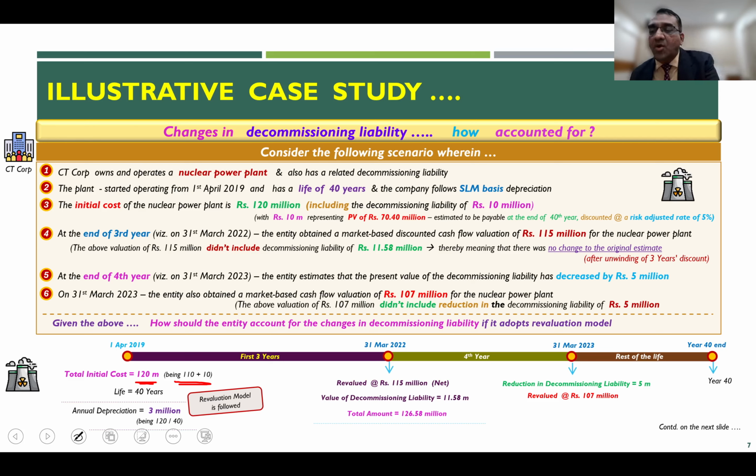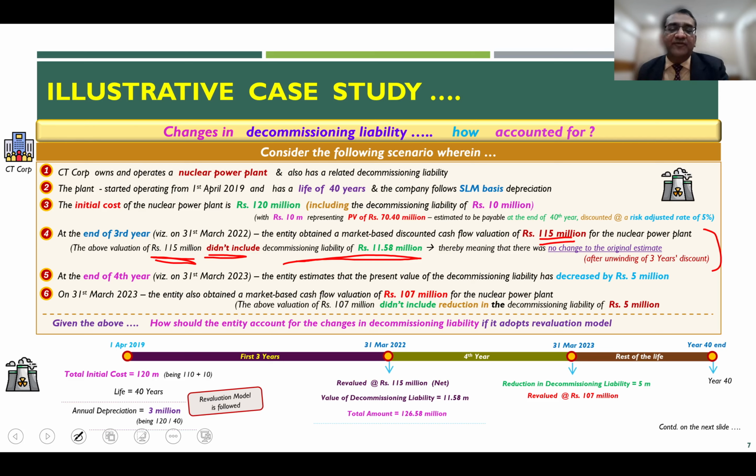Now, what happens at the end of year number 3? You started on 1st of April 2019. Point number 4 says, at the end of 3 years, on 31st of March 2022, the entity has obtained the fair valuation of this asset under the nuclear power plant at 115 million. See it very carefully. What does it say? That valuation was 115 million, but this 115 million did not include the decommissioning liability of 11.58 million.